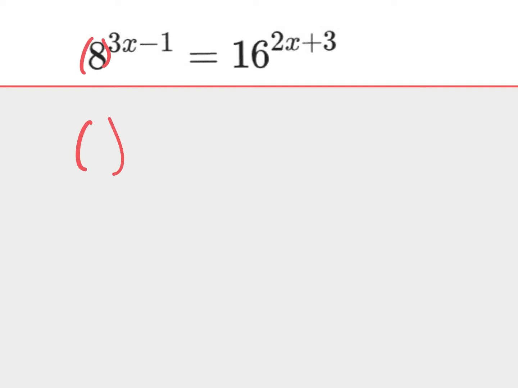3 to a certain power? No. 2 to a certain power? Yeah, 2 to what power gives you 8? 2 to the third power gives you 8. And of course, you have the 3x minus 1 as a power on that 2 to the third power.